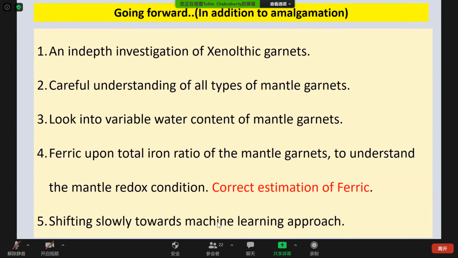We'll look into variable water content of mantle garnets and the ferric iron upon total iron content of the mantle garnets to understand the mantle redox condition. Correct estimation of ferric iron is really important.